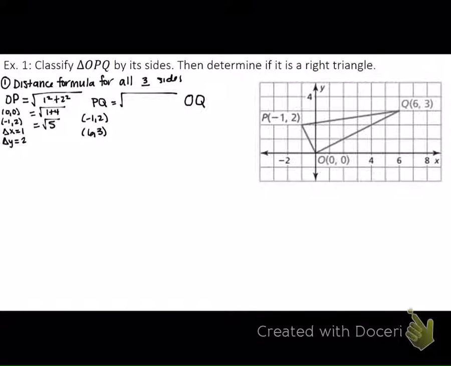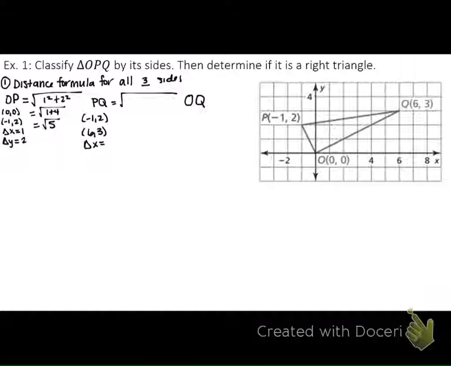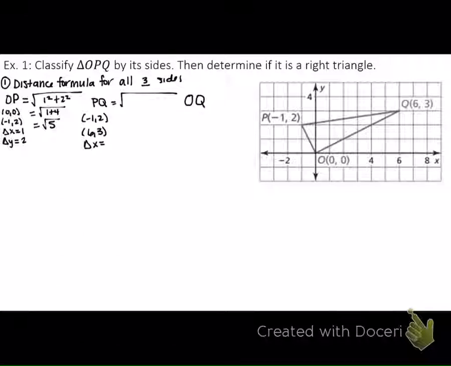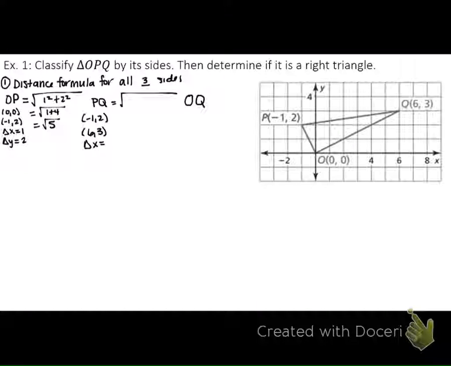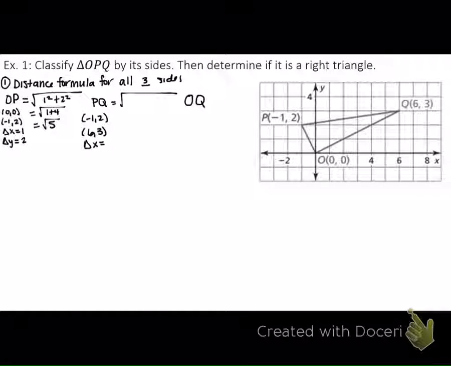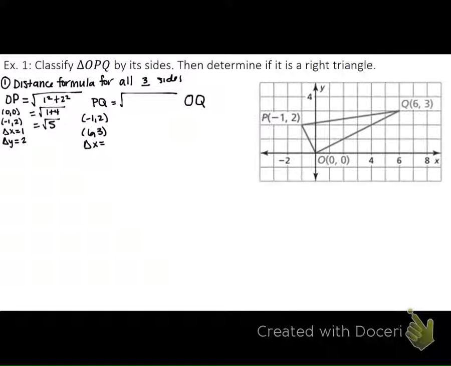Okay, Morgan, what's the change in x for PQ? Be careful. Negative 1 is on one side of 0 and 6 is on the other side of 0. So from here to here, and then from here to here, so 1 and 6 is 7. So that's just a change in x of 7.